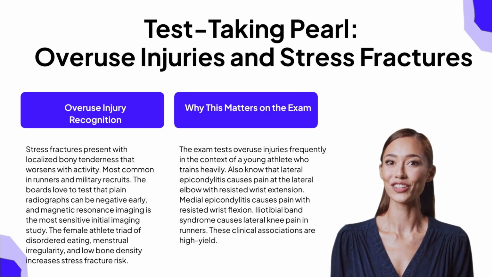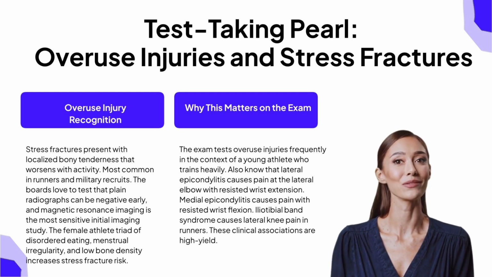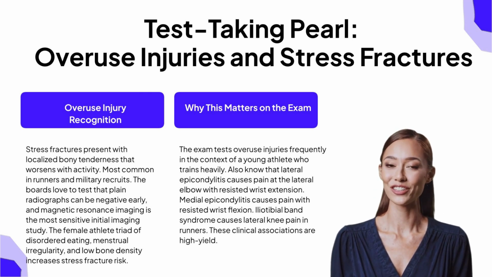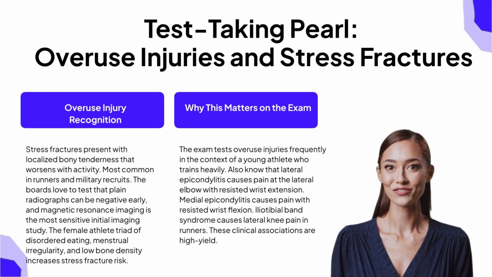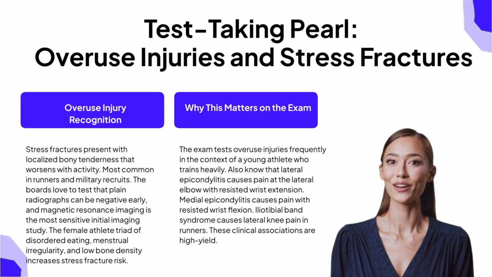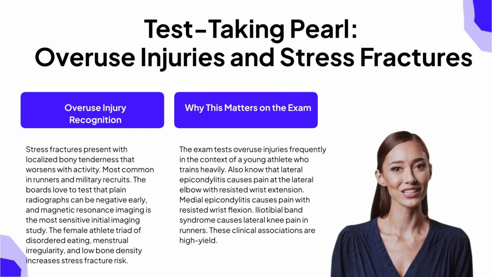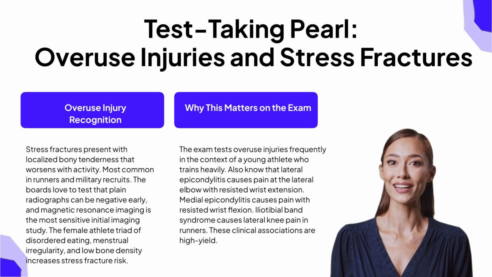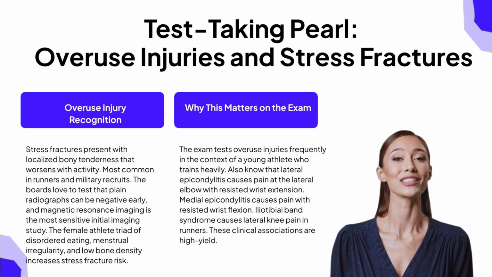Also, be ready for questions about the female athlete triad. When a female athlete has a stress fracture, the boards want you to screen for disordered eating and menstrual irregularity. This triad leads to decreased bone mineral density, which increases fracture risk. For other common overuse injuries, remember lateral epicondylitis is tennis elbow with pain on resisted wrist extension, and medial epicondylitis is pain with resisted wrist flexion. Iliotibial band syndrome causes lateral knee pain in runners that typically worsens going downhill.